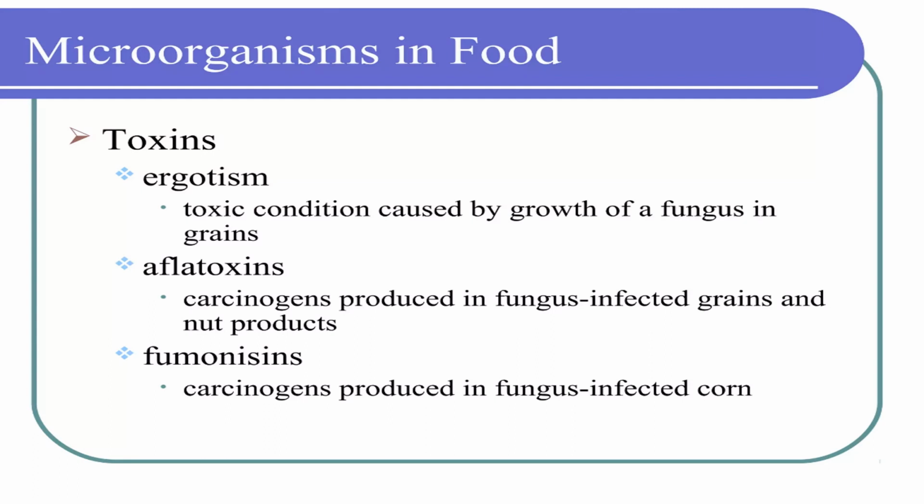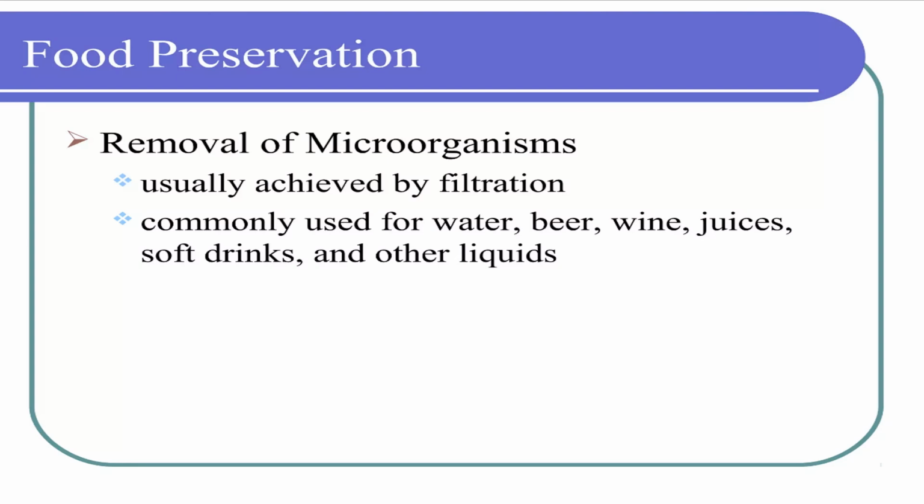Toxins. Ergotism is a toxic condition caused by the growth of a fungus in grains. Aflatoxins are carcinogens produced in fungus-infected grains and nut products. Fumonisins are carcinogens produced in fungus-infected corn. Removal of microorganisms is usually achieved by filtration, commonly used for water, beer, wine, juices, soft drinks and other liquids.